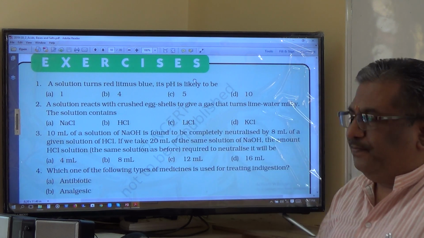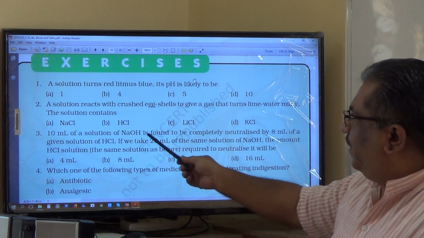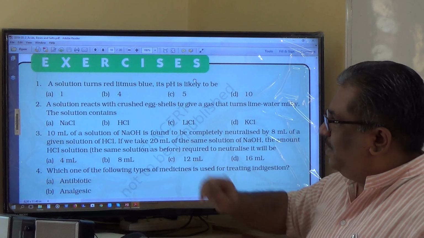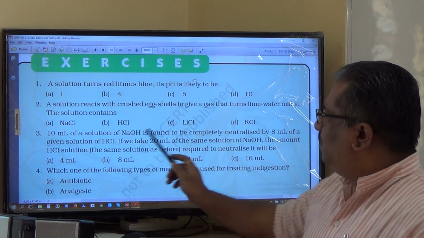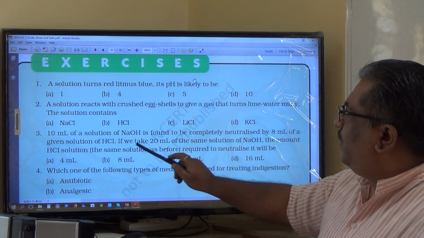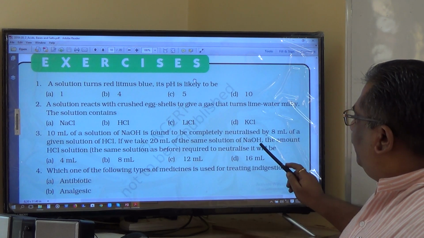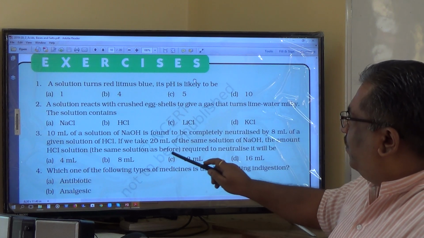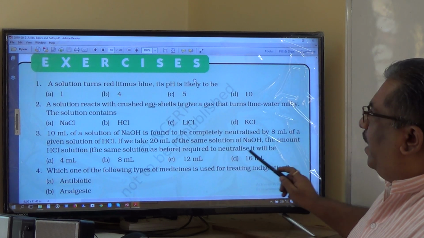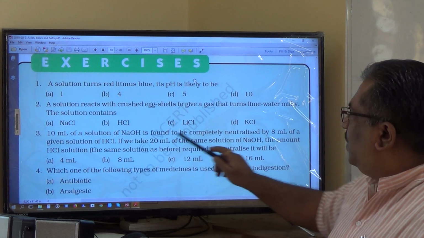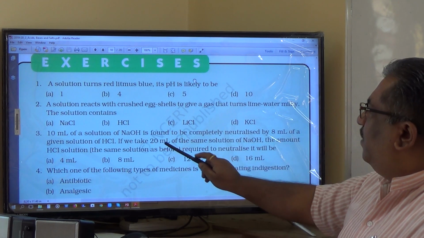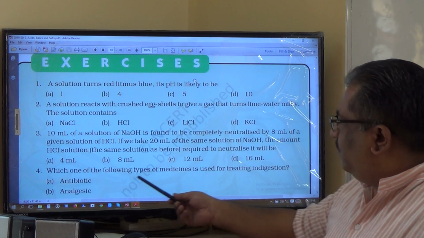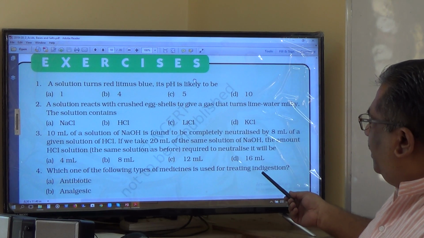Answer is B here. 10 ml of solution of NaOH is found to be completely neutralized by 8 ml of given solution HCl. For 10 ml NaOH, 8 ml HCl. If you take 20 ml of the same solution of NaOH, the amount of HCl required to neutralize it will be, 10 ml NaOH requires 8 ml of HCl, 20 ml NaOH, double the quantity, 16 ml it requires. Next, which of the following types of medicines is used for treating indigestion?